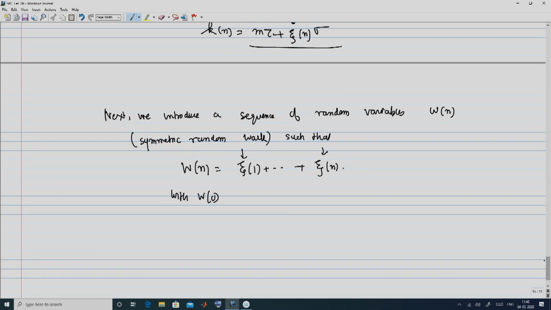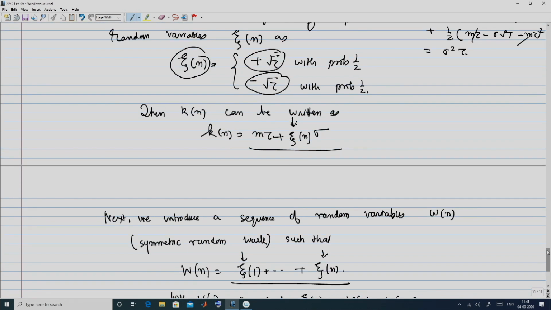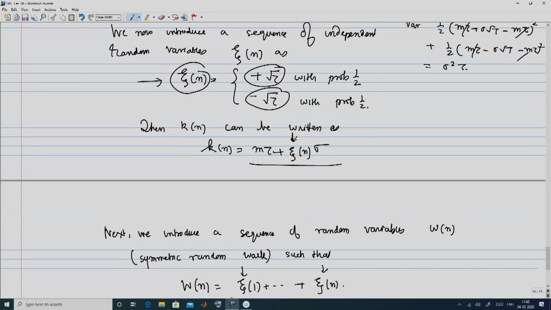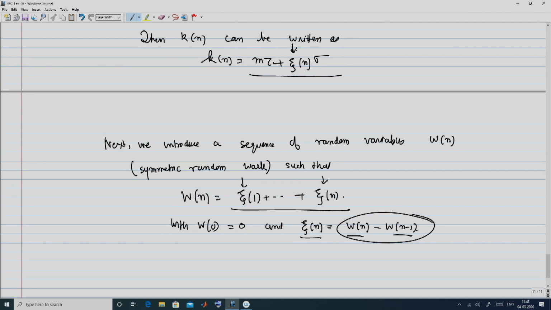So, here W0 is going to be 0 and xi of n, I can write this as W of n, which is the sum of xi's up to n, minus W n minus 1, which is the sum of xi's up to n minus 1, leaving only this xi of n. So, now I have found an equivalent representation of this random variable xi n, and I am calling this to be my difference between W n minus W n minus 1.